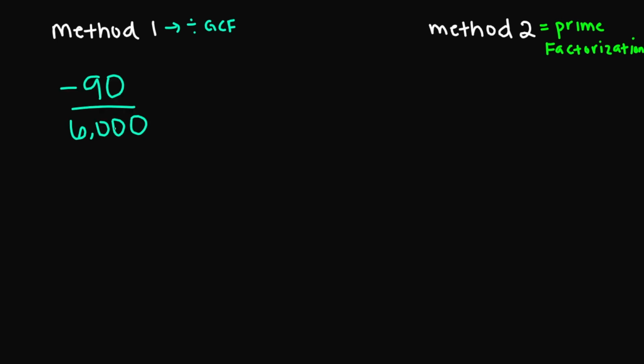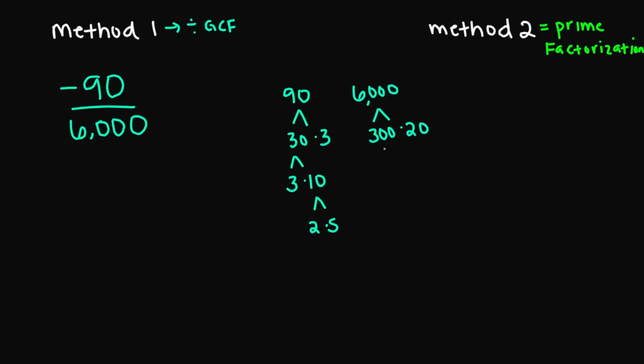So let's try one more example. Let's say we had to simplify negative 90 over 6,000. 90 is 30 times 3. 30 is 3 times 10. 10 is 2 times 5. 6,000 is going to be 300 times 20. 300 is 3 times 100.